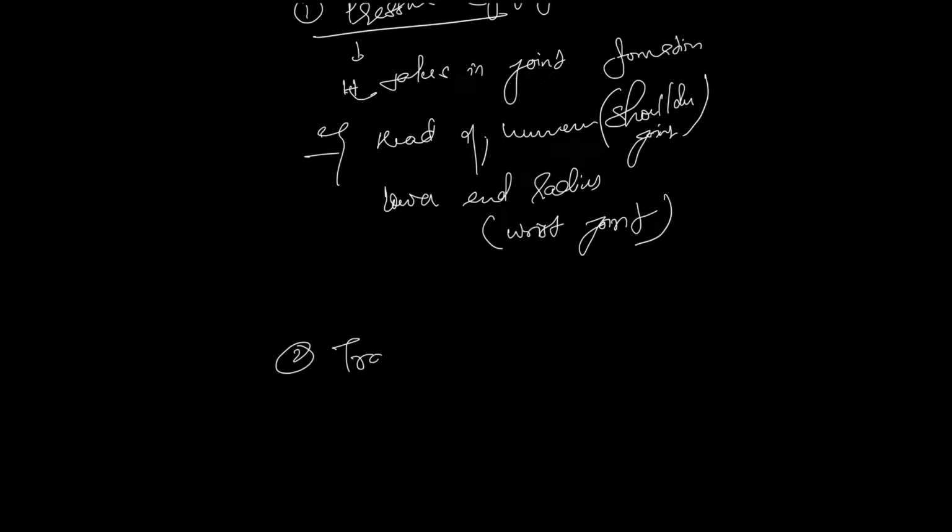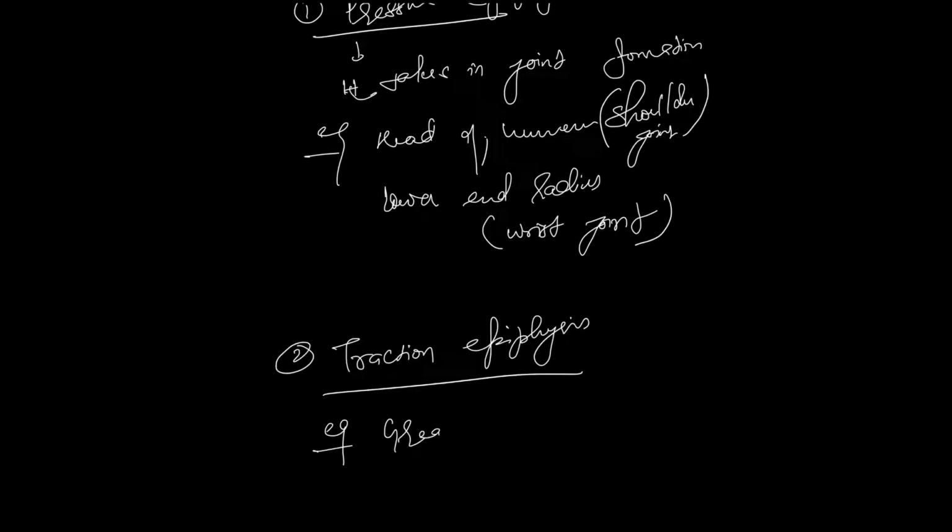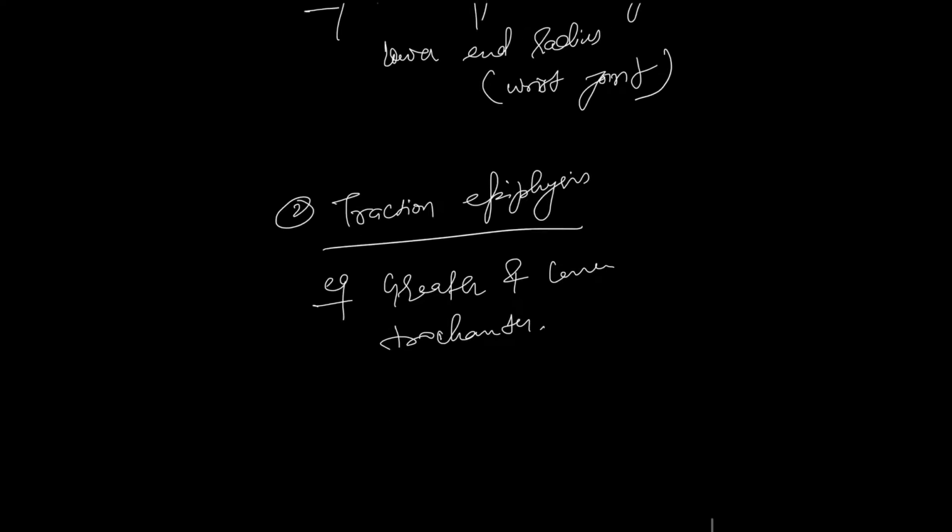Second type of epiphysis is traction epiphysis. Physis, it doesn't take part in weight transmission. Okay, it doesn't take part in weight transmission. Examples for this? Great and lesser trochanter. Okay, correct. Then mastoid process.